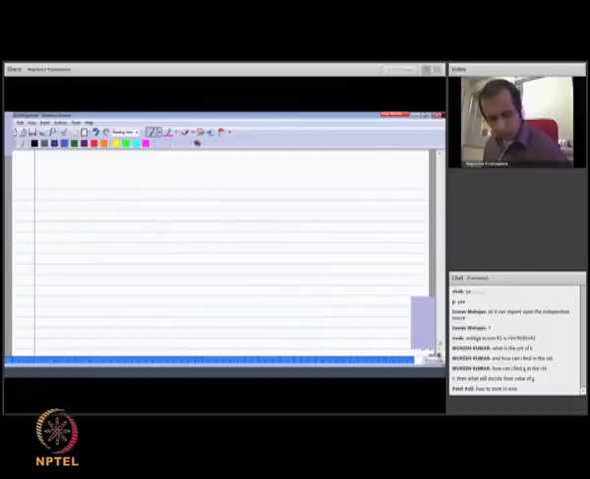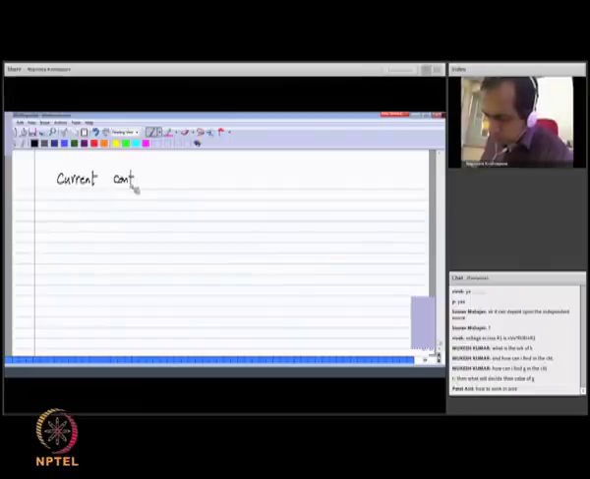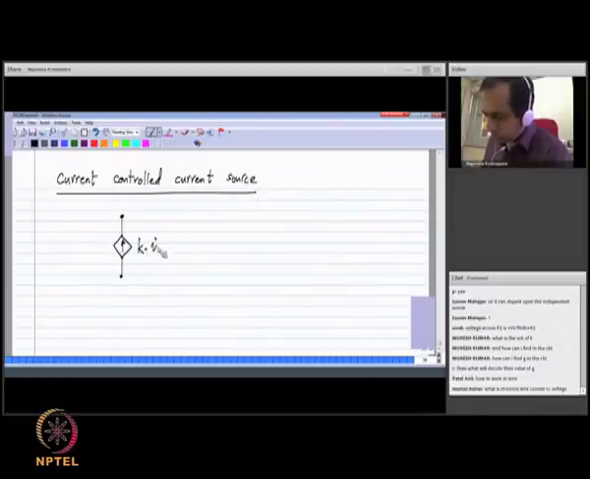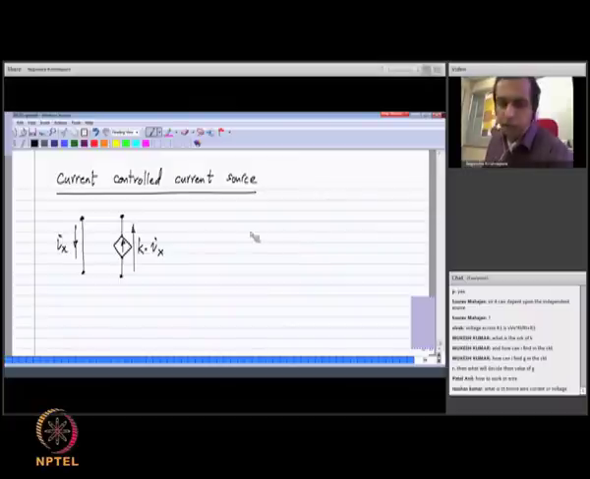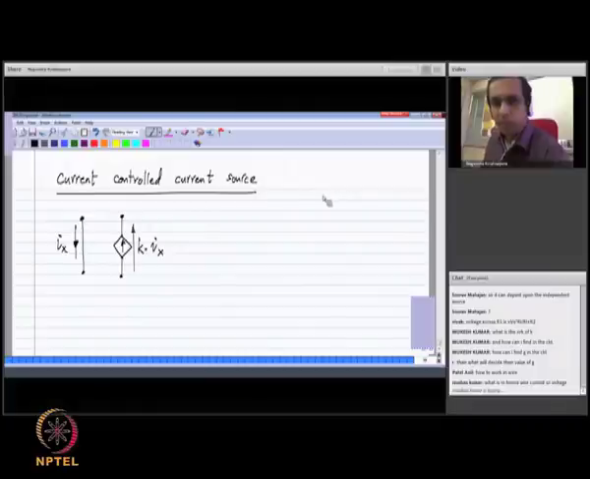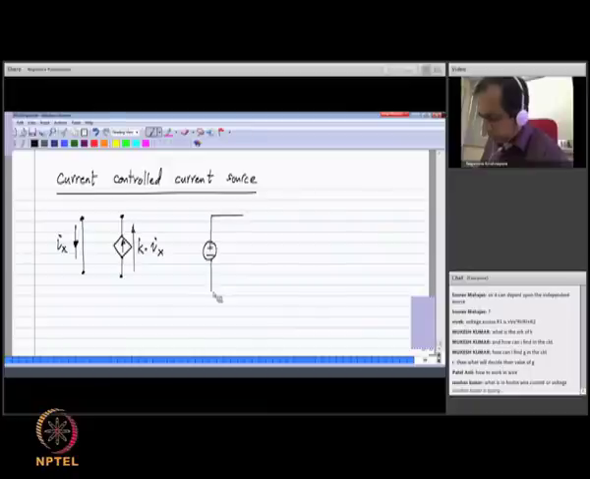And finally, we take the last of the dependent sources, which is a current controlled current source. Again, it is a current source, but the value depends on another current. That is, the current being forced by this current source equals K times Ix, and Ix can be any current in any part of the circuit. So Ix is flowing through this wire. In general, you would define the current through some branch to be Ix.